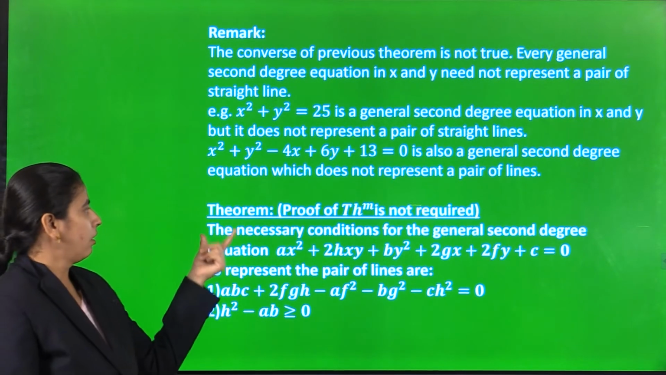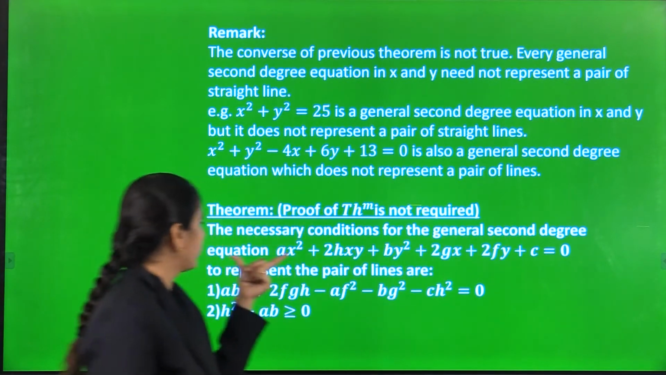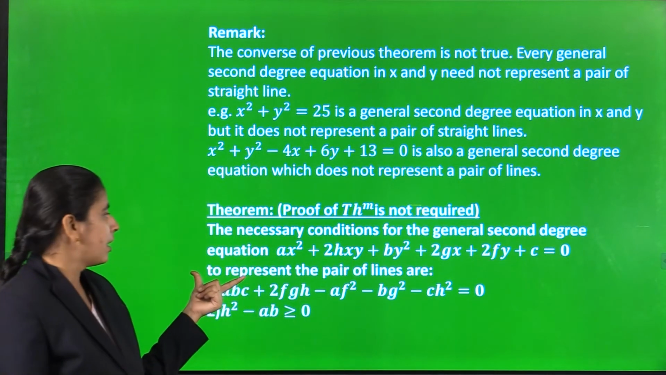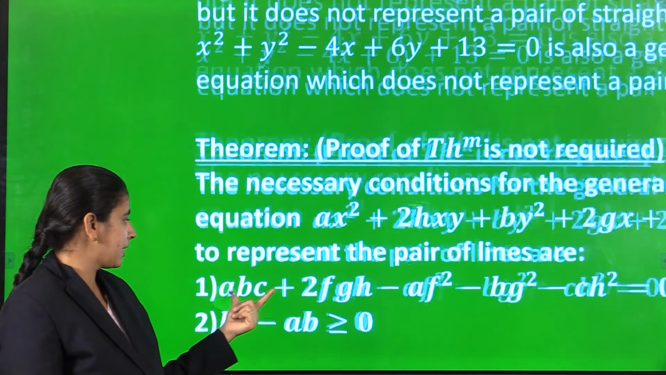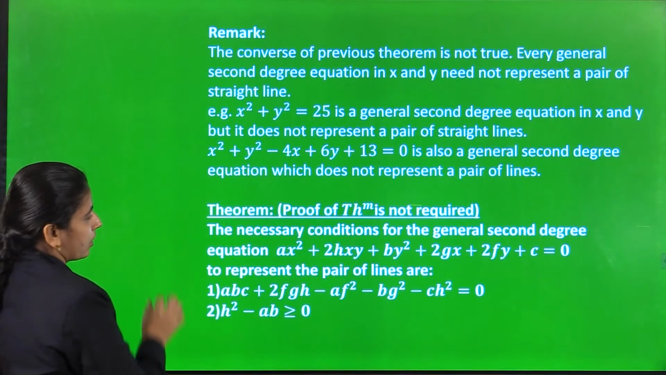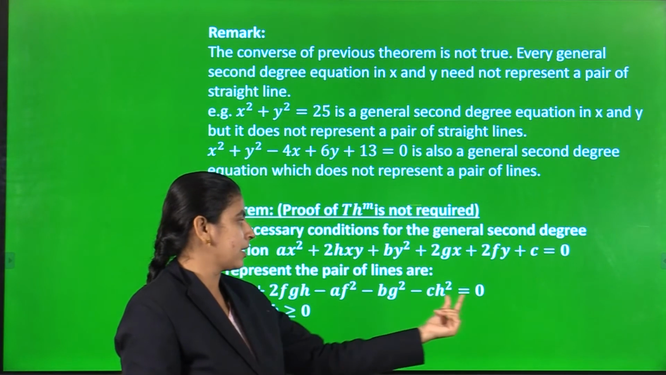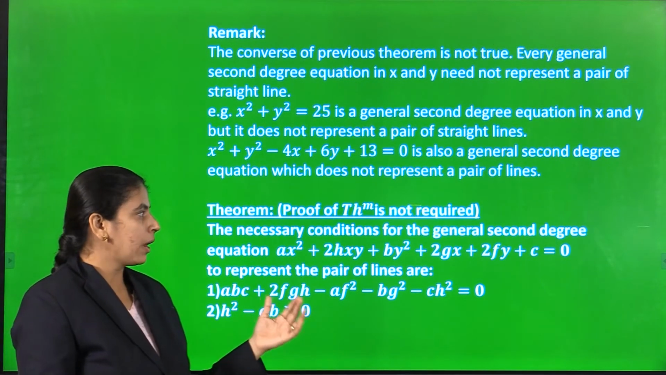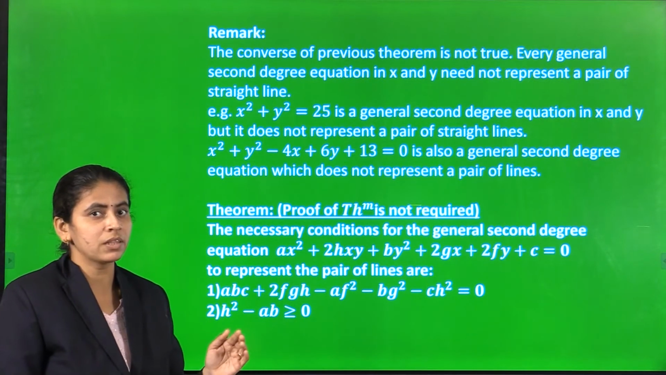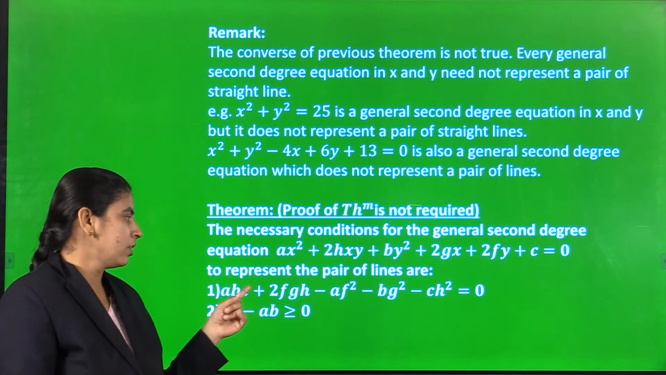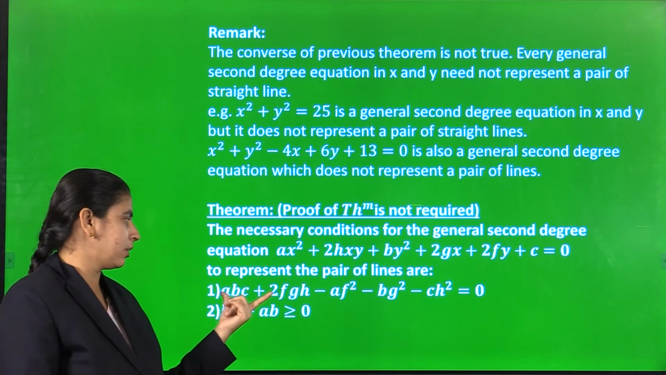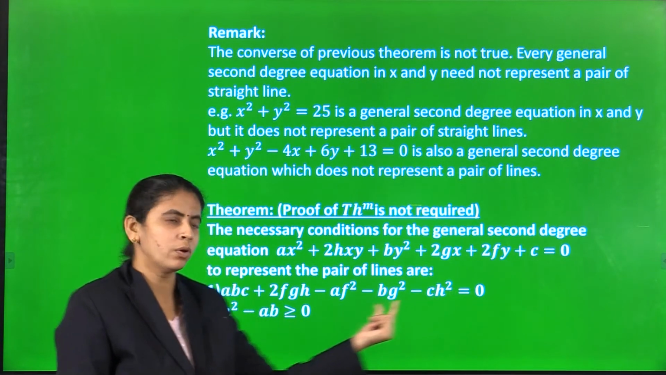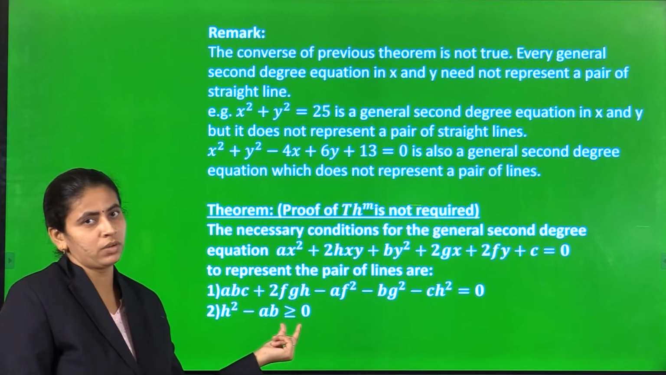And that theorem is: the necessary condition for the general second degree equation ax square plus 2hxy plus by square plus 2gx plus 2fy plus c equal to 0 to represent a pair of straight lines is abc plus 2fgh minus af square minus bg square minus ch square is equal to 0, and the second condition is h square minus ab should be greater than or equal to 0. मग आता कोणतंही जर समजा एखादं जनरल सेकंड डिग्री इक्वेशन आपल्याला दिलं, तर ते पेअर ऑफ स्ट्रेट लाईन रिप्रेझेंट करतं की नाही, तर हे कसं ठरवायचं, तर ह्या दोन कंडिशन ट्रू व्हायला हव्यात, फॉलो व्हायला हव्यात. त्यातली फर्स्ट कंडिशन काय आहे, abc plus 2fgh minus af square minus bg square minus ch square is equal to 0 and h square minus ab should be greater than or equal to 0.